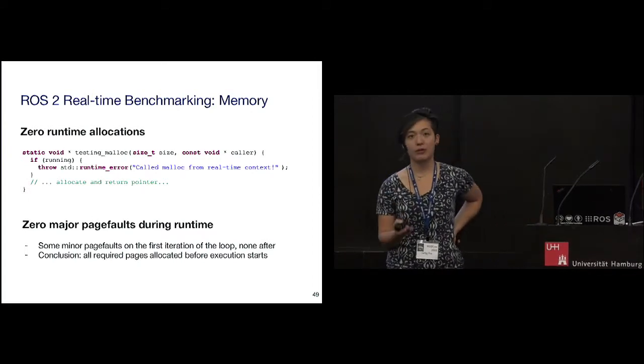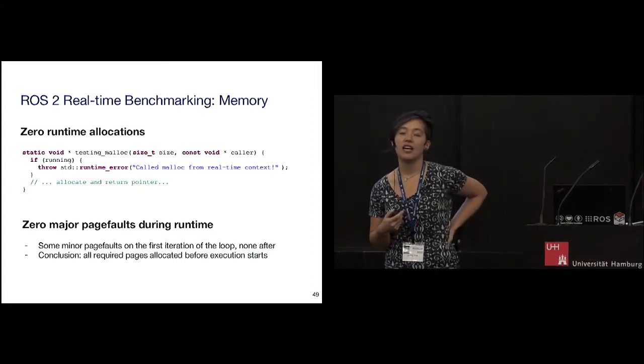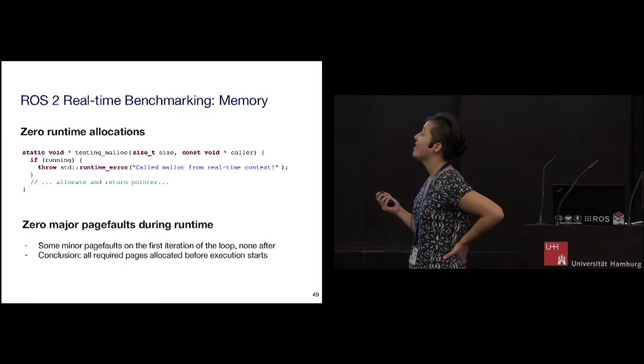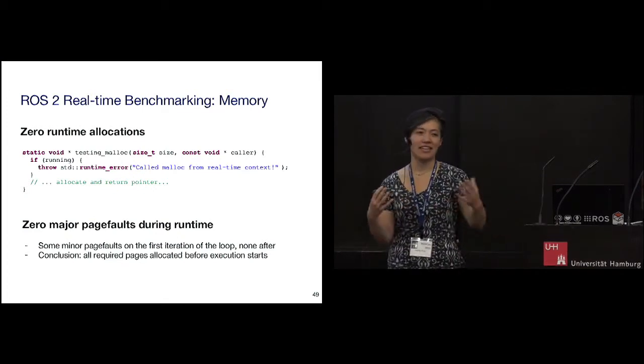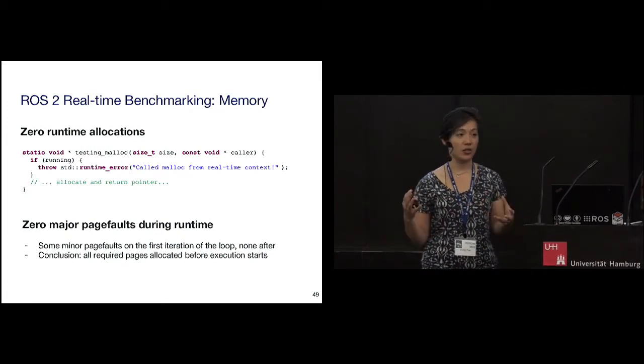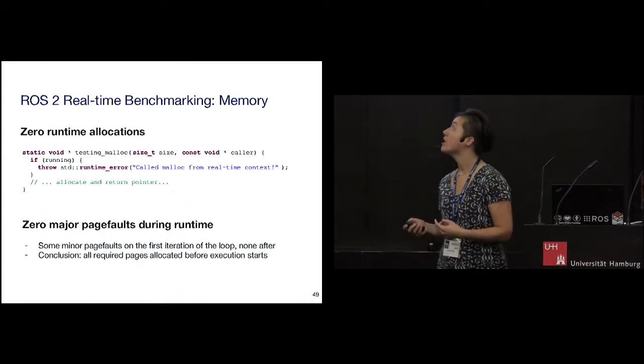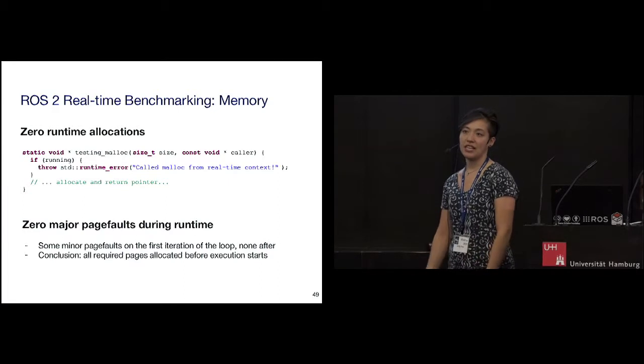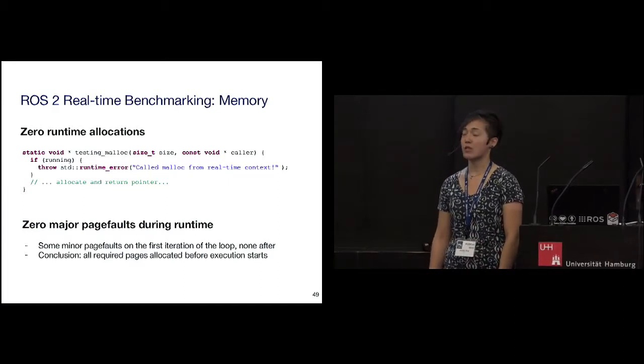I'm happy to report there were 0 runtime allocations. And the way I figured this out is that my custom malloc looks at a global Boolean that gets set to true. It's faking the lifecycle. This is the active stage. So if it's active, then we just throw an error. And we never see that exception when we're running the benchmark.